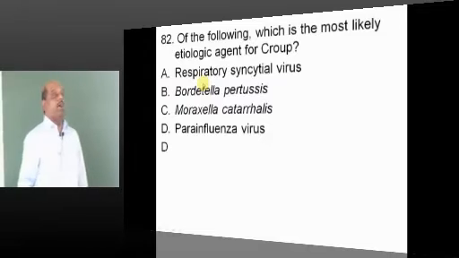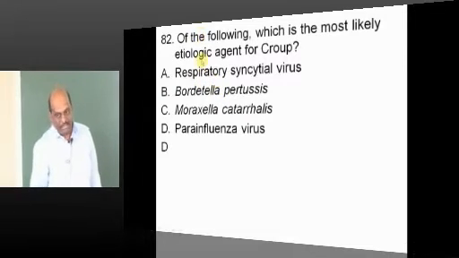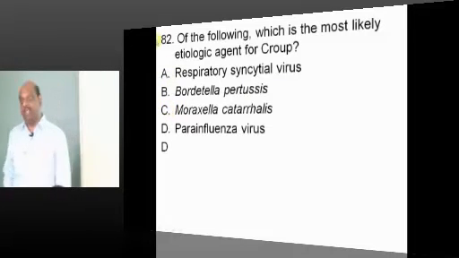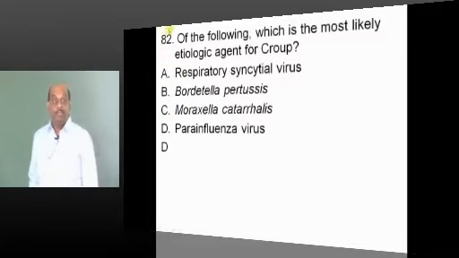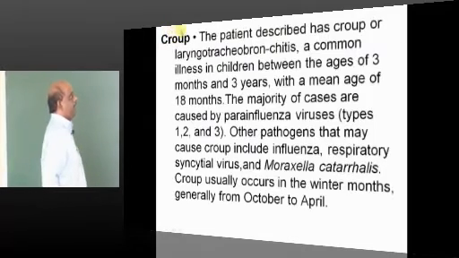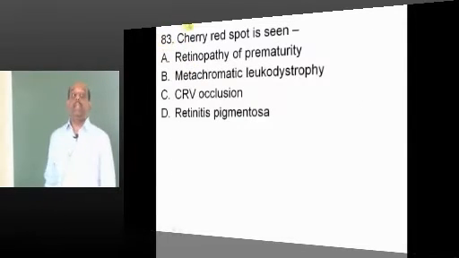Croup is due to parainfluenza virus. Epiglottitis is due to Haemophilus influenzae. Which is more fatal if you don't treat, which requires intubation? Epiglottitis of H. influenzae. The patient can end up in respiratory arrest.